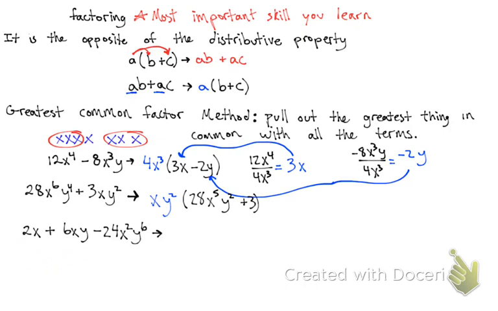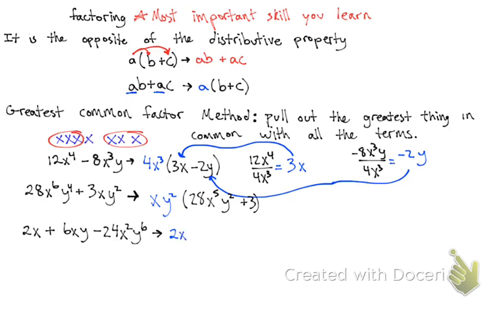Start with the coefficients: 2, 6, and negative 24. The greatest thing that you can divide out of all 3 of those is a 2. They have at most 2 in common. Now look at all your letters. The first one has x to the first, the second has x to the first, and the last has x squared. So at most you can take out x to the first power.